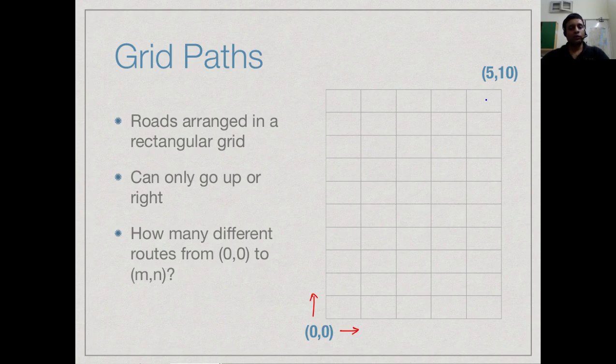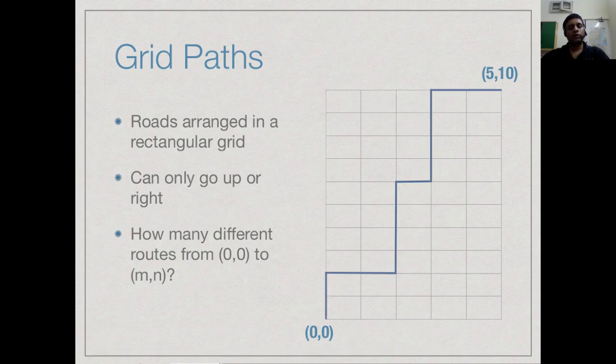So we can number the coordinates. The bottom left corner we call 0, 0. This particular grid has 5 columns and 10 rows. So the top right corner is 5, 10. Right? And the question that we ask is how many different ways are there to go from 0, 0 to 5, 10. So what do we mean by different ways?